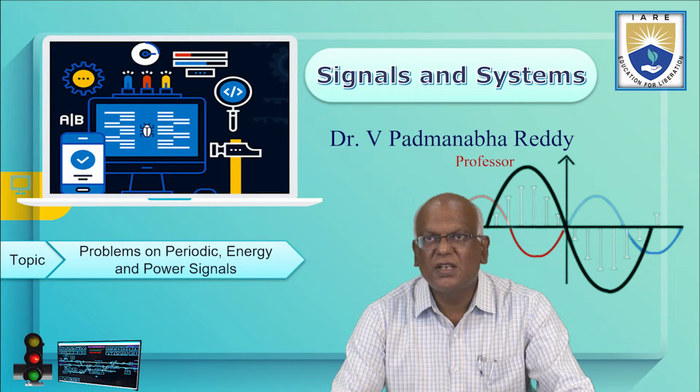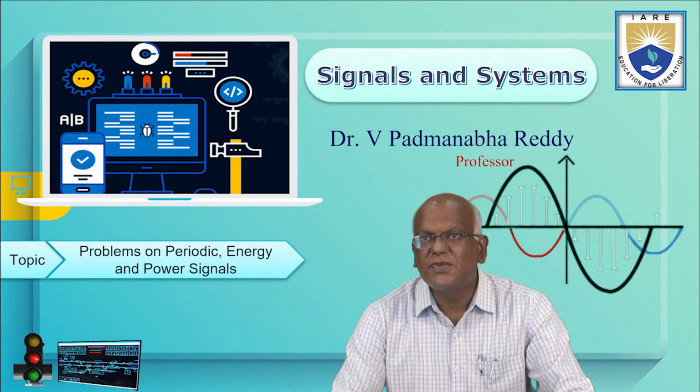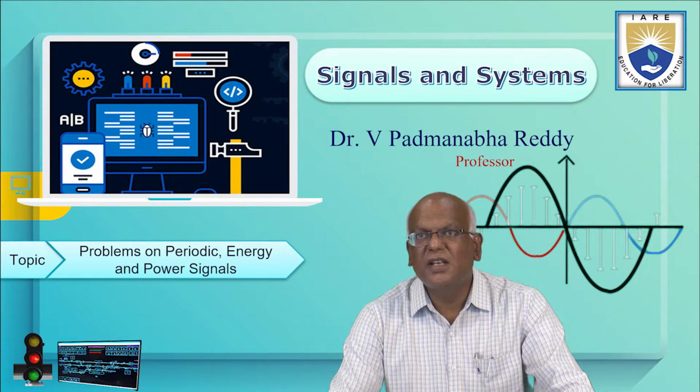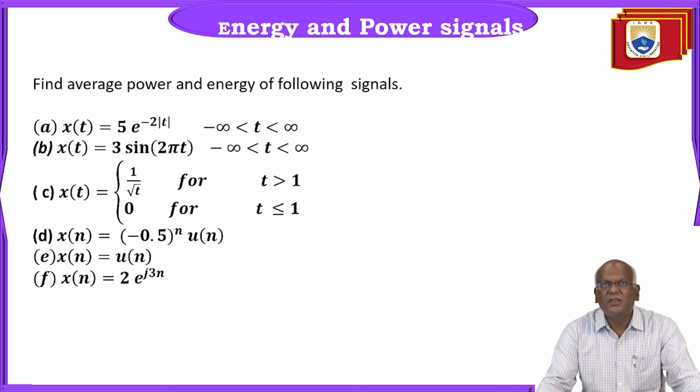The course code is AEC C02. Today we are going to discuss problems such as periodic signals and energy and power signals. Let us go for the problems. First, we are going to discuss the energy signals and power signals.